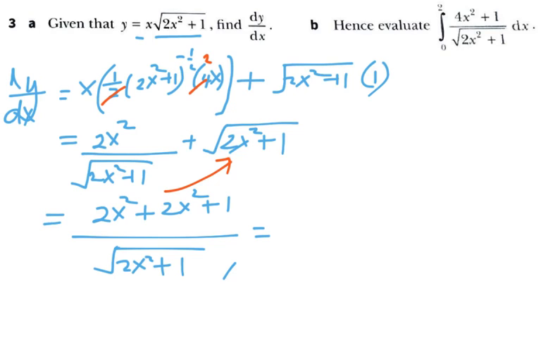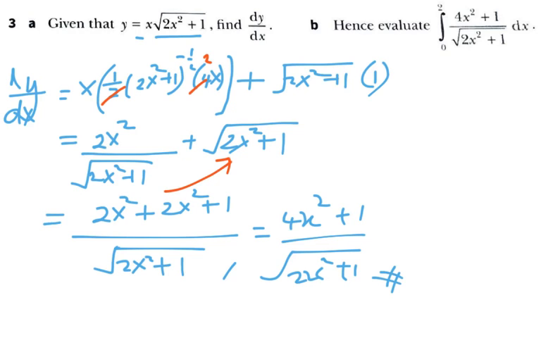Continue, (4x² + 1) divided by the square root of 2x² + 1. That's your derivative of the equation of y. Hence, we're going to use this relation to solve the second part of the question.